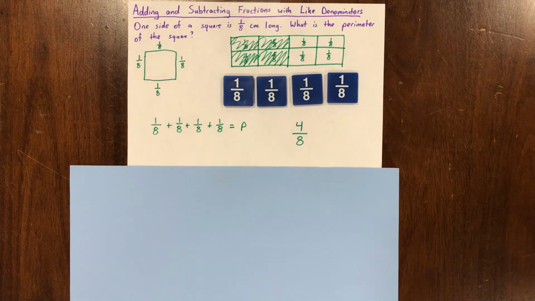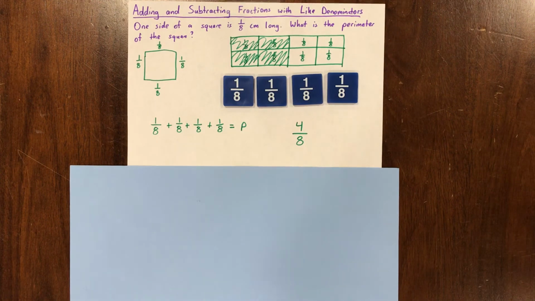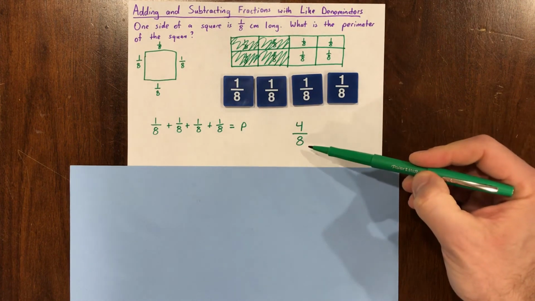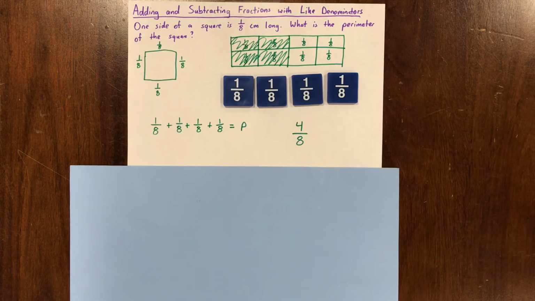Great. We could also think of this as just adding up the numerators. When we add up the numerators, we get 4/8. So what do you notice happened to the numerator and the denominator when we added? Say it out loud. Yeah, the numerator changed, didn't it? But the denominator stayed the same.